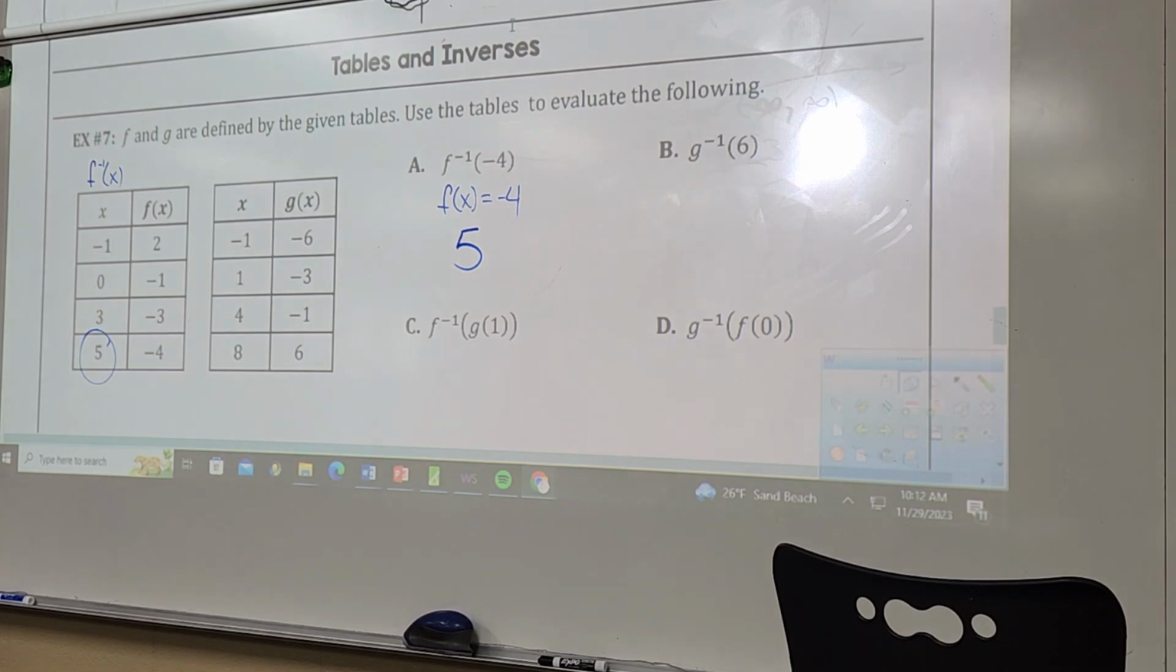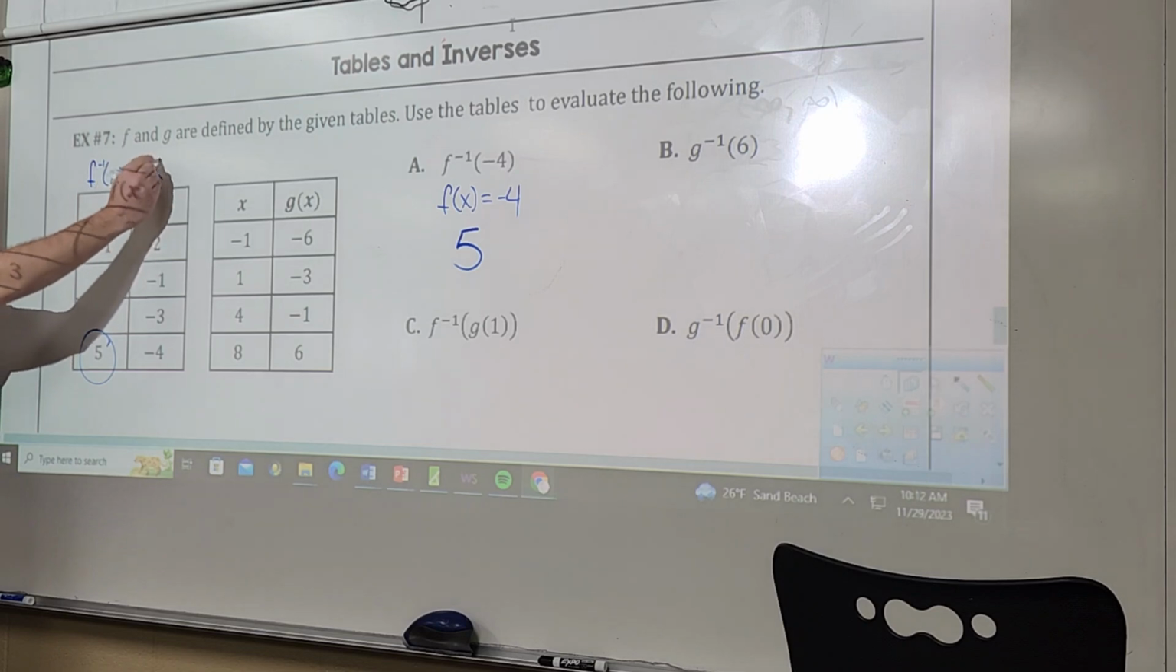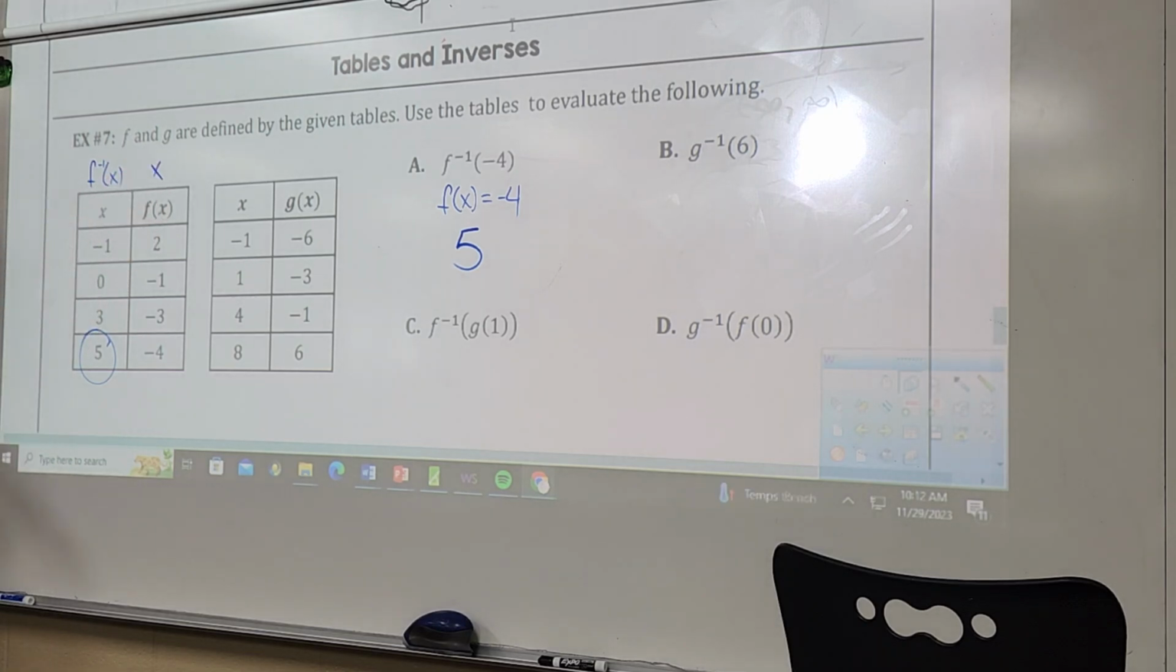It's just saying, how did I get... So you're kind of switching these around, right? You've been reading tables your whole life, but now we're switching them. It's saying, how do I get there? Where did I come from?